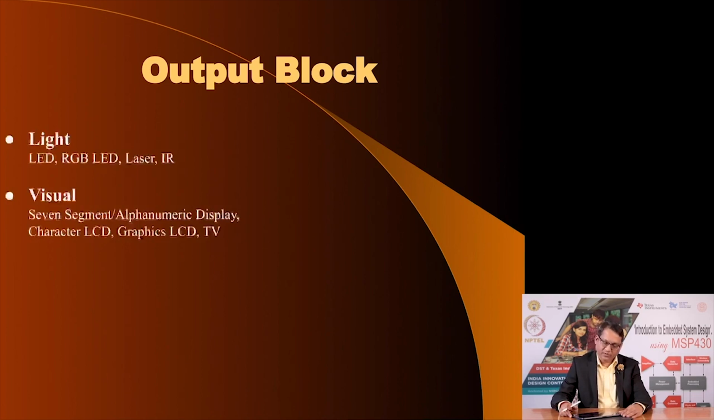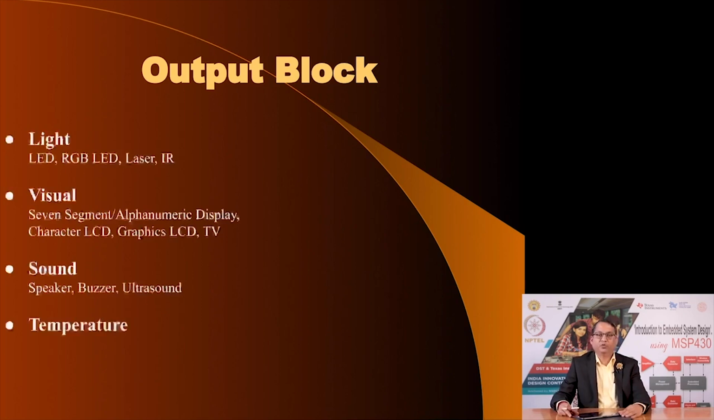You may also have an alphanumeric display. You may use an LCD, and we have an LCD in our inventory, or you could use a graphics LCD such as you have on mobile phones, or you may want to output information on a television. You may want to generate sound, and for that you would use a speaker or a buzzer or an ultrasound generator, so that it generates frequencies in the ultrasound domain.